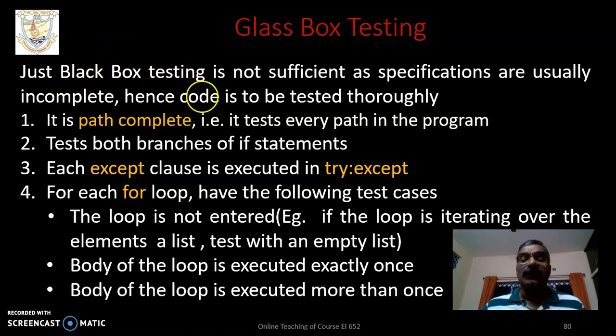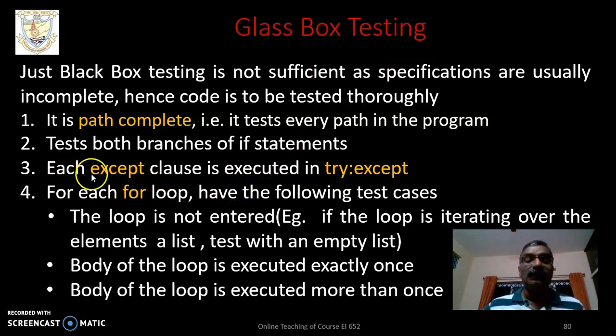It is path complete. That is, it tests every path in the program. So the glass box testing method is also called the path complete method, where we test each and every path of the program. It tests both branches of if statements. If we have an if statement, then the condition of satisfaction, not satisfaction, that is if true, if false, both are to be tested in case of glass box testing.